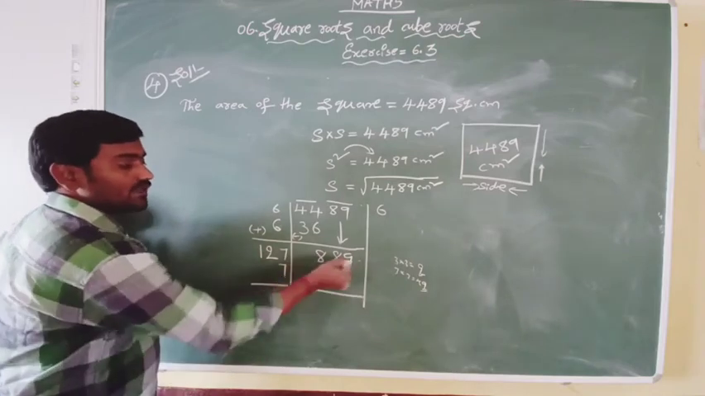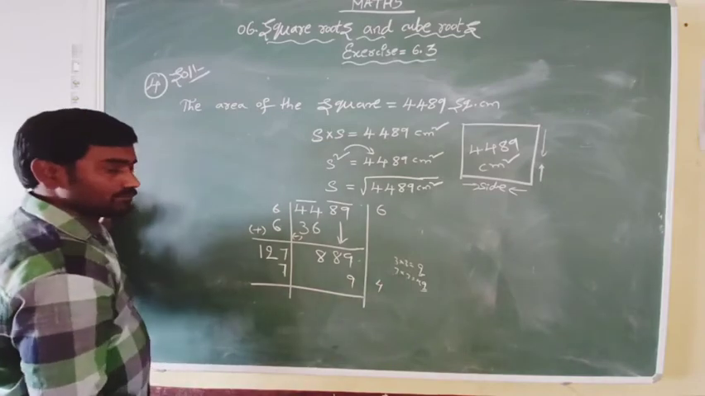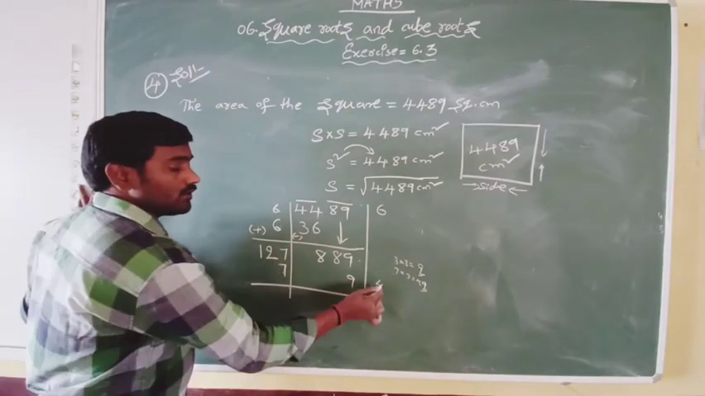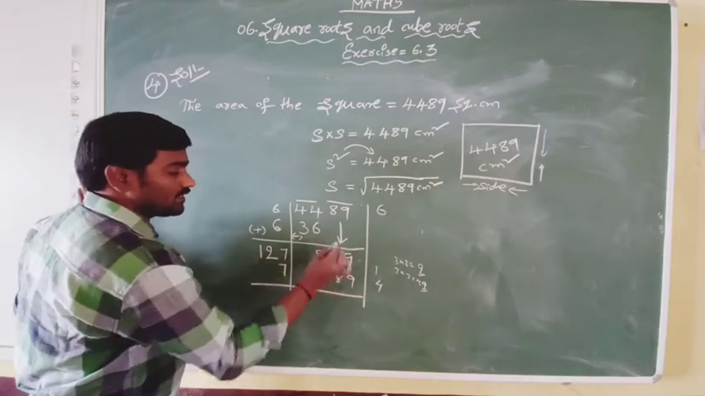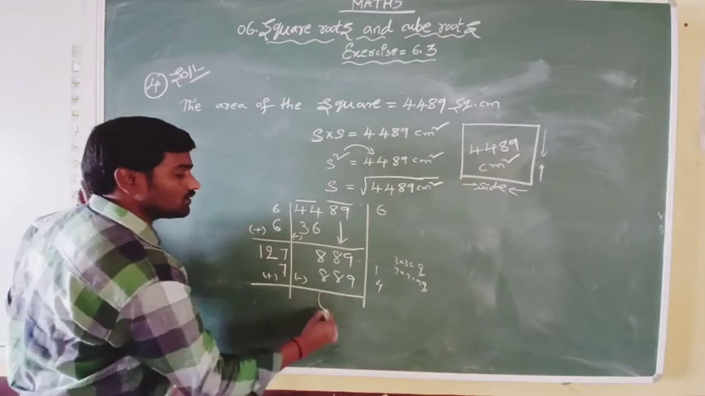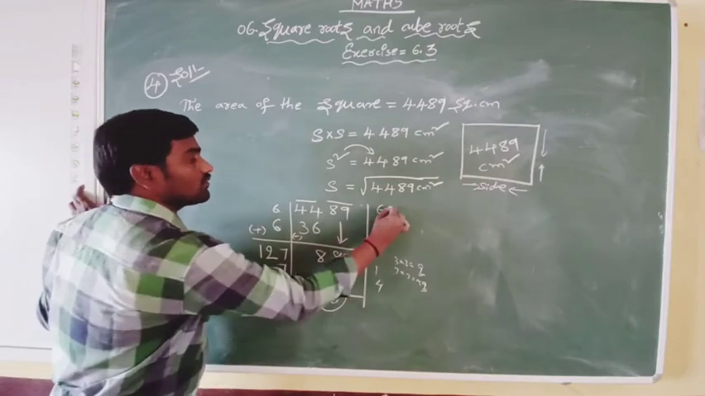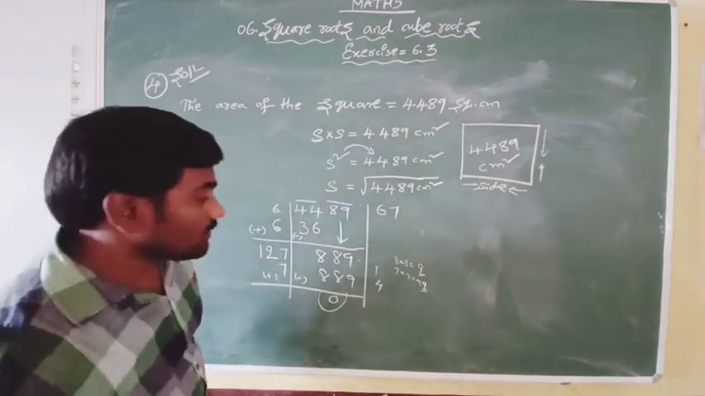Let us see whether we get the same number or not. 7 7s are 49, 4 carry. 7 2s are 14 plus 4 is 18, 1 carry. 7 1s are 7 plus 1 is 8. It is balanced. So here you add it and you have to subtract. When you subtract you will get 0. So here we need to write 7. Okay, now I got this.